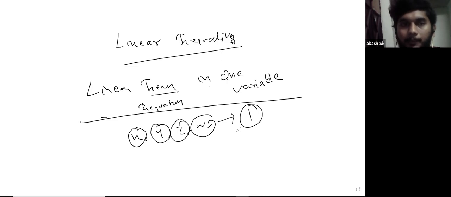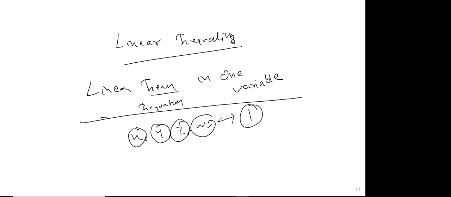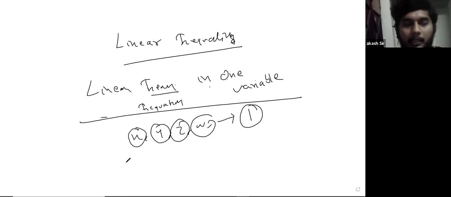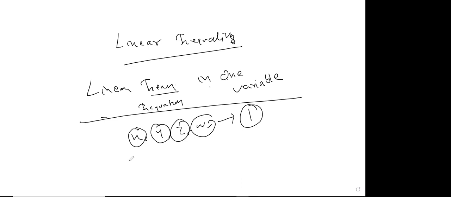Understood? Okay. So, Mahima, can you give me an example of linear inequalities in one variable? So 7x plus 1 is greater than or equal to 0. Right.